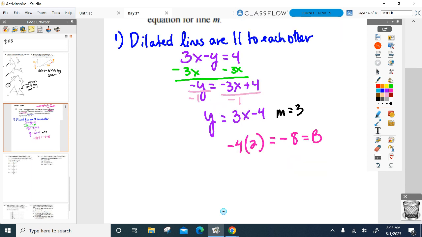So my line here, y equals 3x minus 8. There we go. Dilated lines remain parallel. If it's centered at the origin, you can multiply by the scale factor.